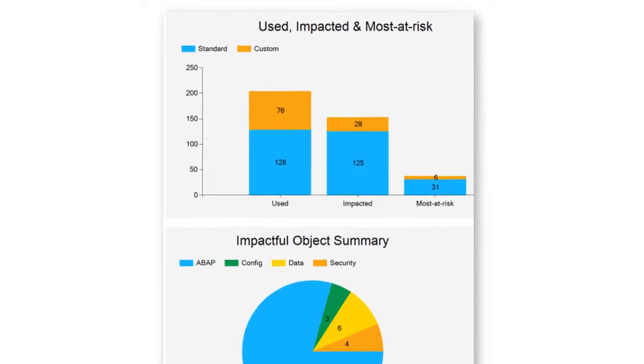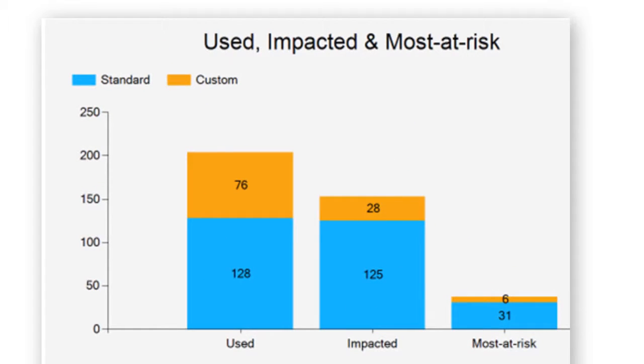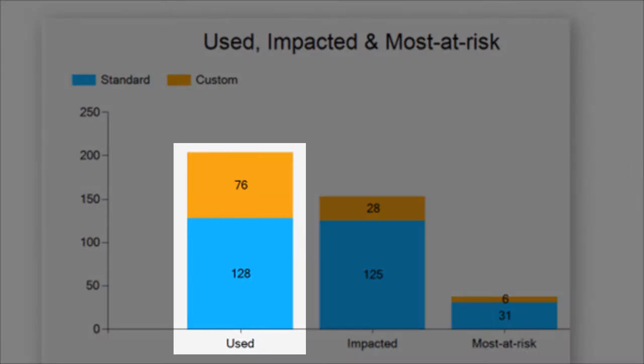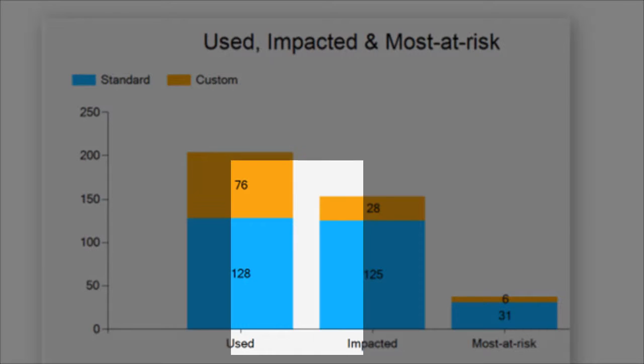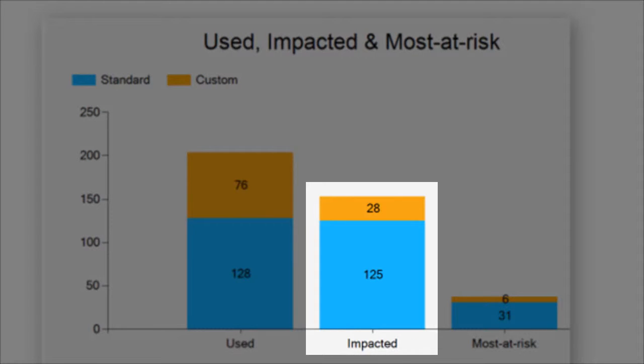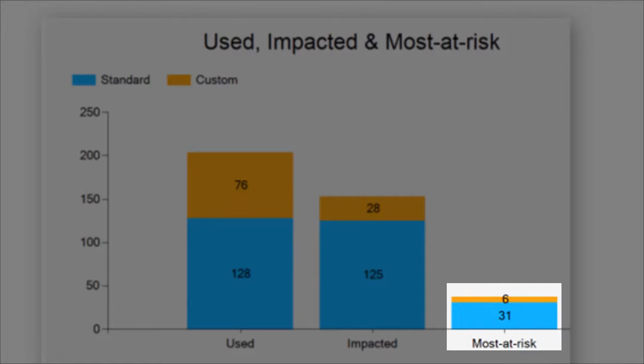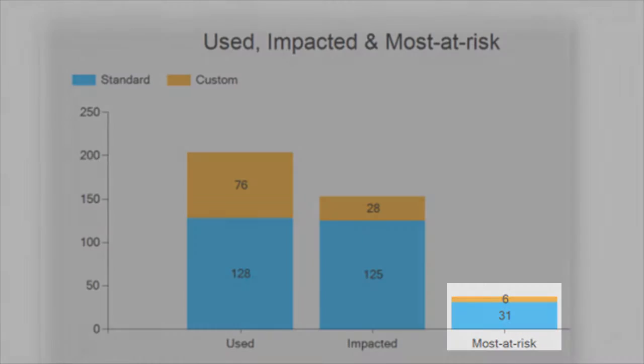There are hundreds of thousands of objects in SAP. LiveCompare starts by focusing on which ones are actually used in production, then identifies which ones are impacted because they invoke the changing objects in your weekly bundle. In addition, LiveCompare computes the most at-risk used objects. These will be your primary focus when it comes to testing.